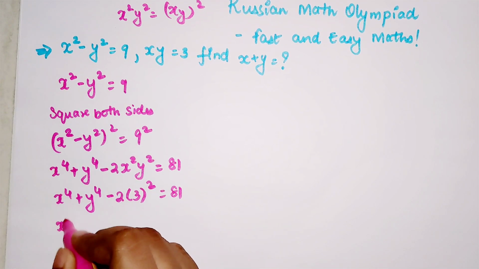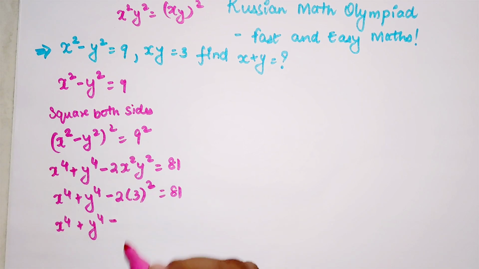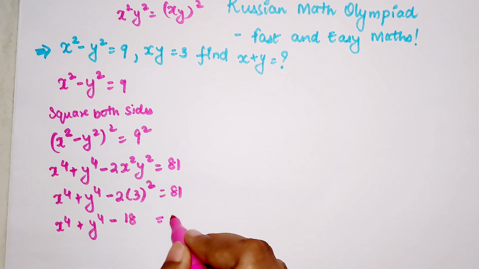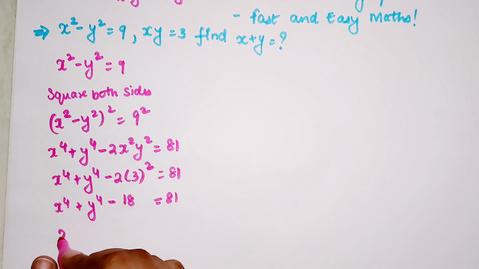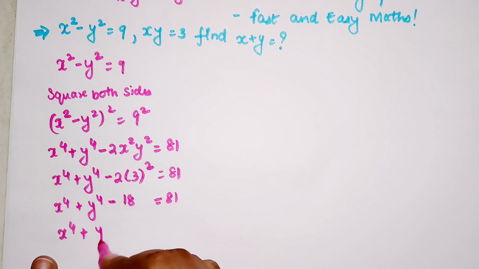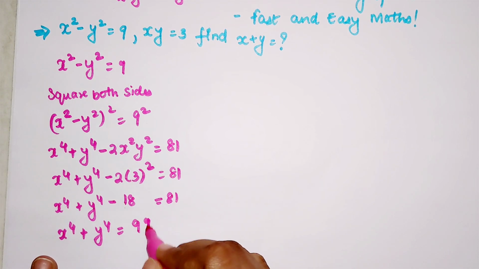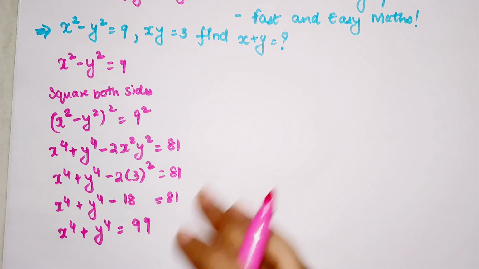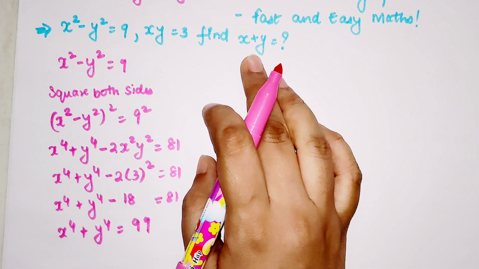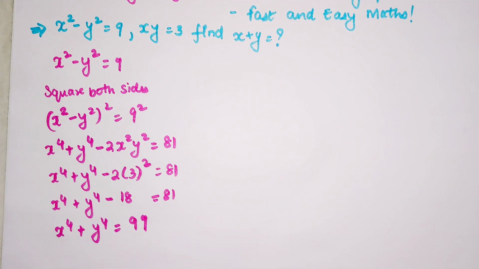So we have x raised to 4 plus y raised to 4 minus 2 into 9, which is 18, is equal to 81. Now we can shift this to this side. So we have x raised to 4 plus y raised to 4 equals, when you add 18 to 81, you get 99. Now the problem over here is the question is asking for x plus y, not x raised to 4 and y raised to 4.